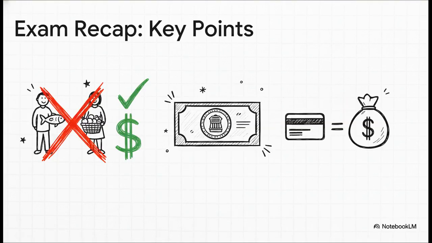Okay, for your exams, please remember these key points. First, money is needed to solve the double coincidence of wants problem. Second, modern currency has value because it is our legal tender authorized by the government. Third, demand deposits in banks also act as money. And finally, the banking system is absolutely essential for all of this to work.